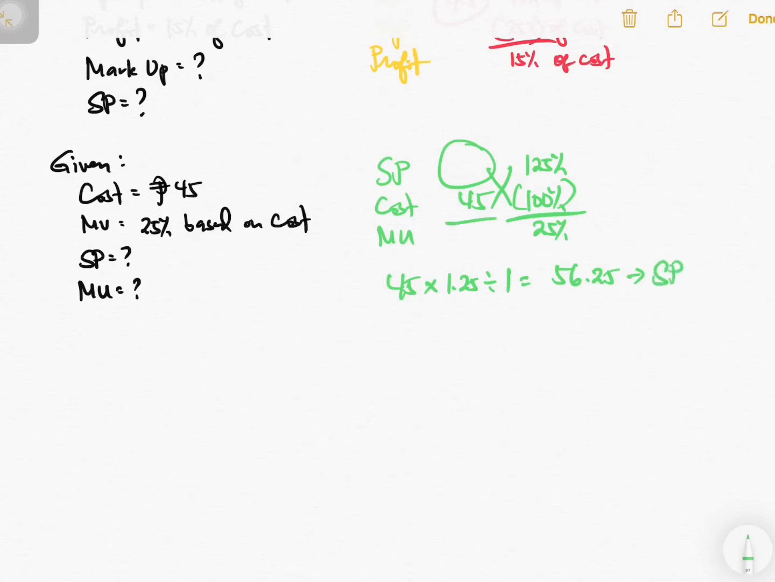How about the markup? So you'll just deduct. Answer is 11.25. This is the markup. But again, you can also cross multiply to compute. So that's 45 times 0.25 divided by 1. This is also 11.25.